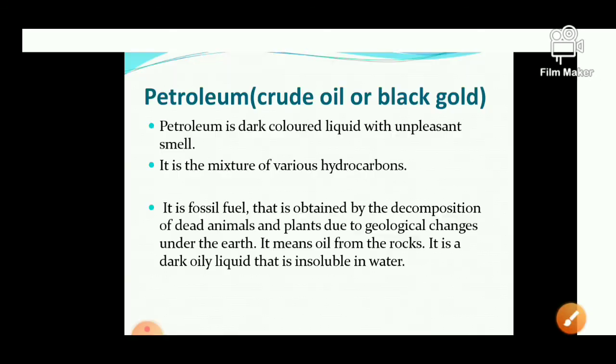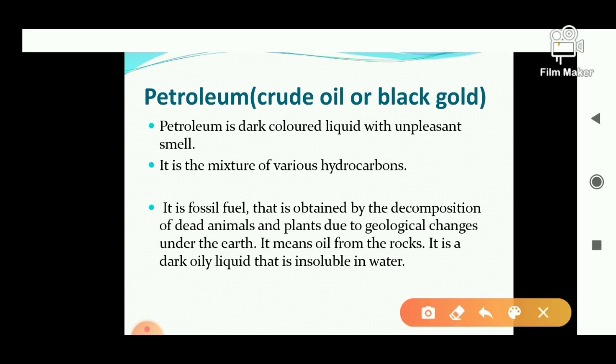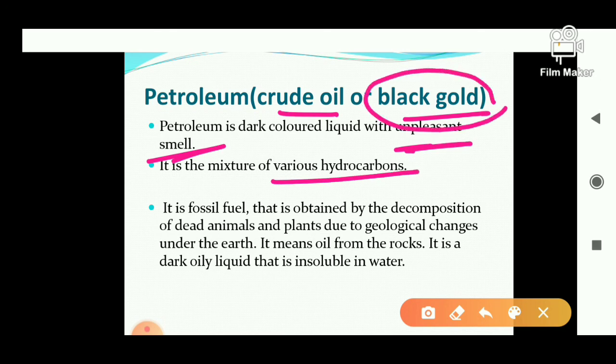Okay, now see. Petroleum is called crude oil, or black gold. It is black in color, having an unpleasant smell. It is a mixture of various hydrocarbons, and it is called black gold because it has high commercial value. As we know, gold is precious. Gold has high economic, we can say commercial, value, and petroleum has the same commercial value also. That's why it is called, किससे compare कर दिया इसको, gold से, but the color is black. That's why it is called black gold.